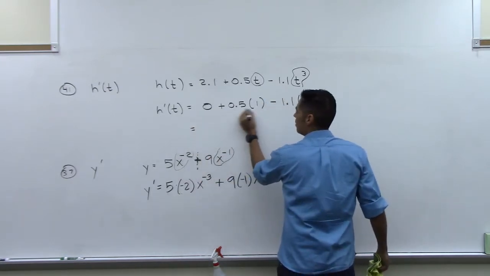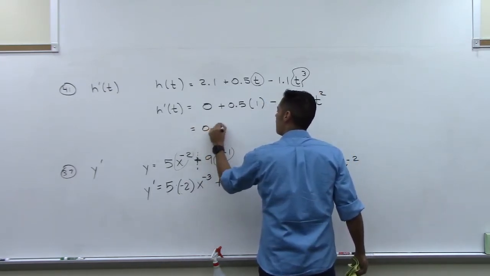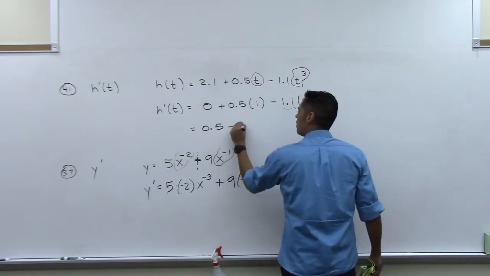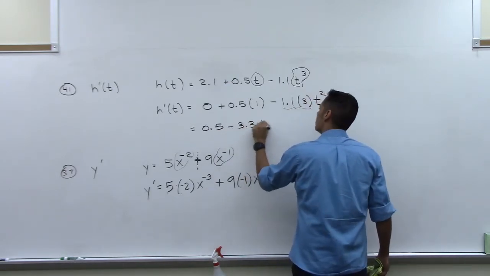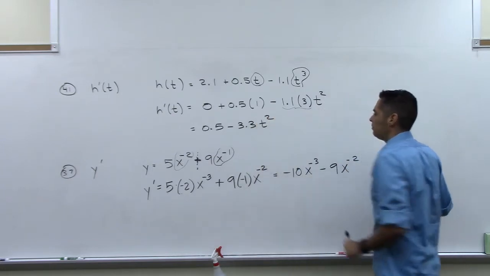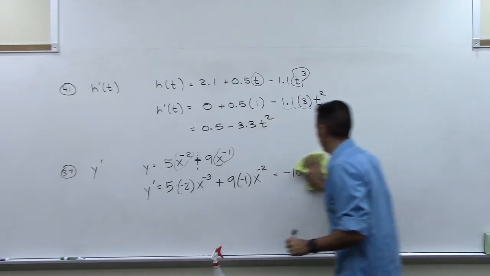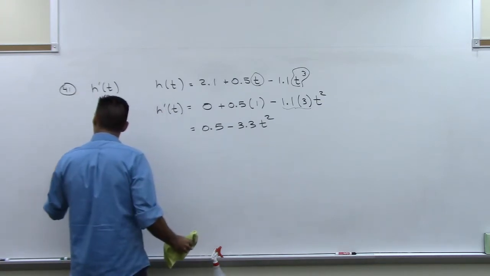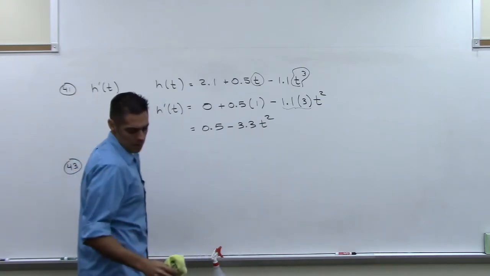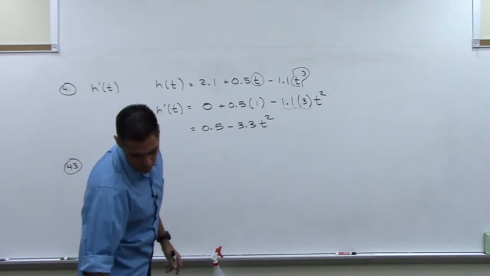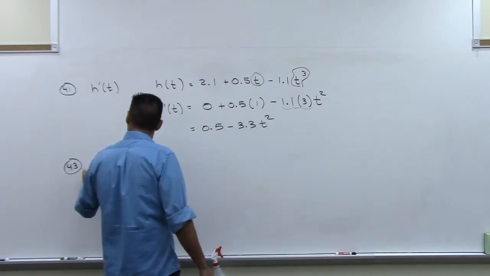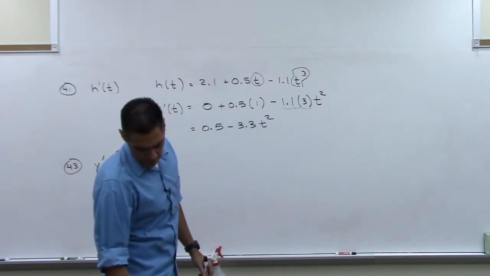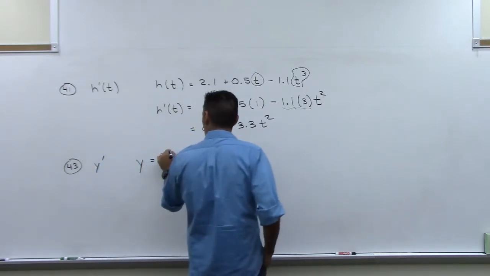So all I'm left with is this, which is just 0.5. And then when you multiply 1.1 times 3, you get minus 3.3, and then t squared, that last piece. So that's 41. Number 43. Find y prime if y is equal to 2 over 5x to the 4th.